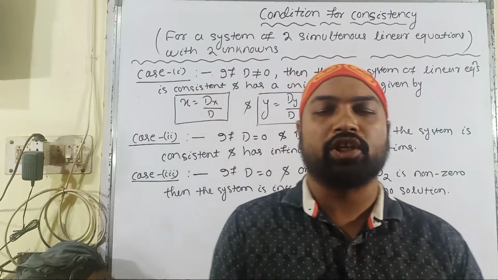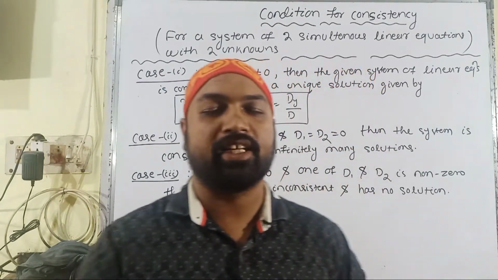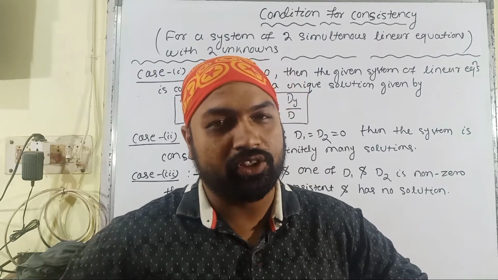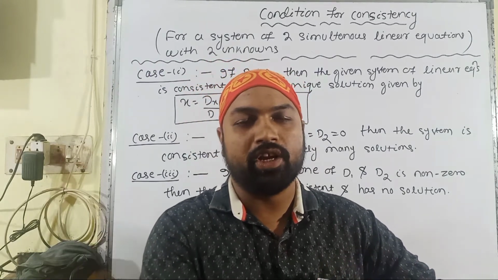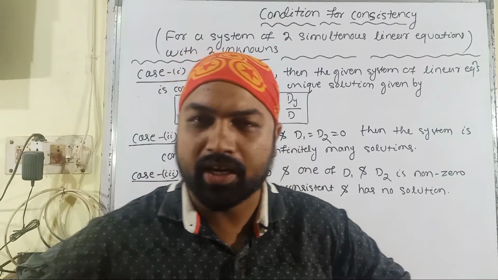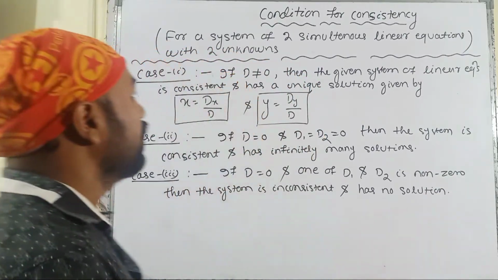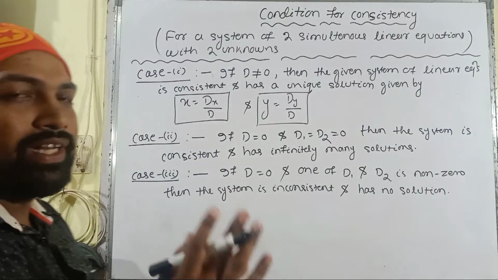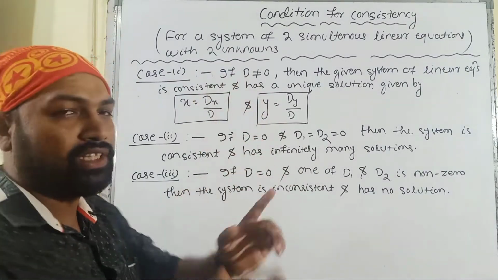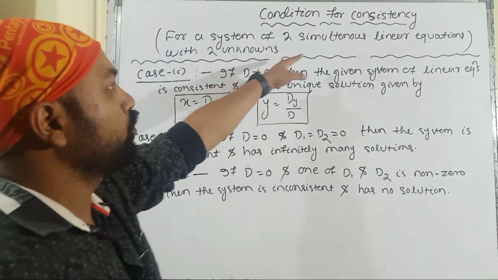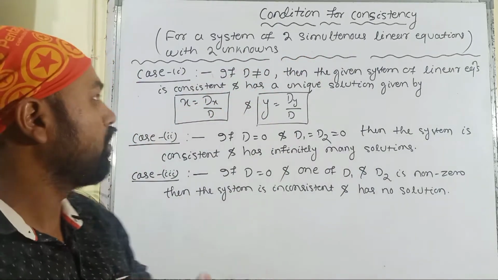In this particular video session, we are going to discuss the consistency, inconsistency and the number of solutions of a system of linear equations. Either it may be a system of two linear equations or a system of three linear equations. Let us start with the system of two linear equations. First, we are going to discuss the condition for consistency and inconsistency and the number of solutions for a system of two simultaneous linear equations having two unknowns.